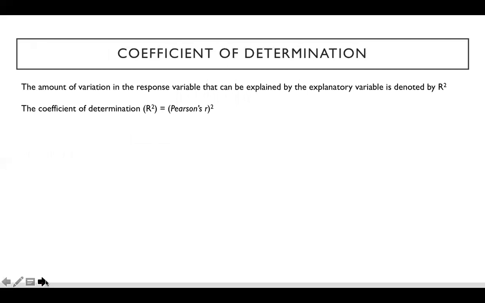Coefficient of determination is the amount of variation in the response variable that can be explained by the explanatory variable. It's denoted by r squared, and you can calculate the coefficient of determination by taking Pearson's r and multiplying it by itself, squaring it. So it's not too complex there.